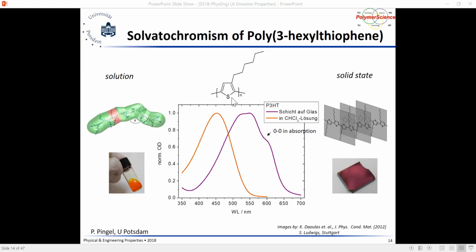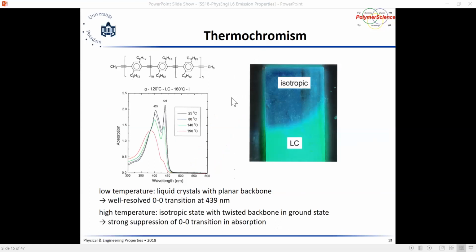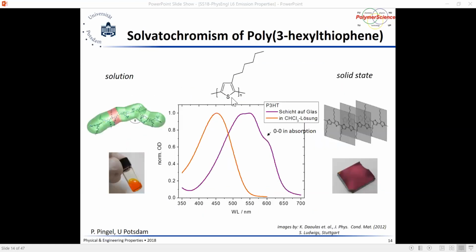And in P3HT it is very strong. We also saw in the PNDI polymer, where the absorption was changing a lot through different solvents, good or bad, the effect is also persistent. So in systems where the solvent basically plays a key role in taking the system from an amorphous solution into an aggregated one, it will change the absorption and the color of the material, of the polymer.